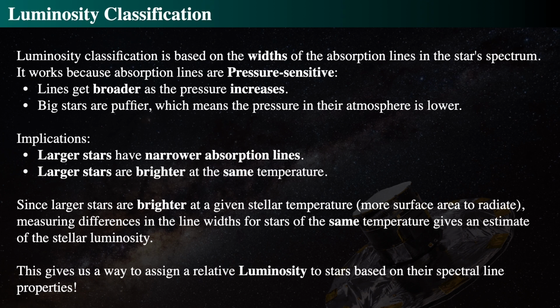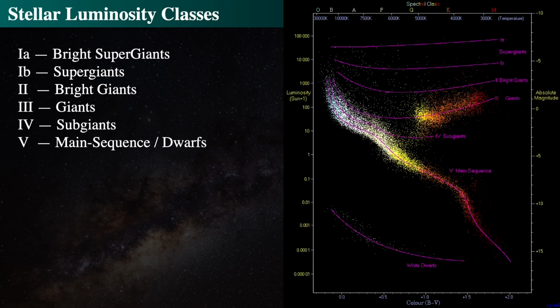Now, big stars are puffier, which means their atmosphere pressure is lower, so they have thinner lines. Therefore, large stars have narrow lines, and large stars are brighter for the same temperature. So big stars can be picked out, and you can make a relationship between the narrowness of the absorption lines and their overall luminosity. That's the goal. Looking at the widths of lines is very subjective, yet it seems easy enough to classify things into 6 different groups.